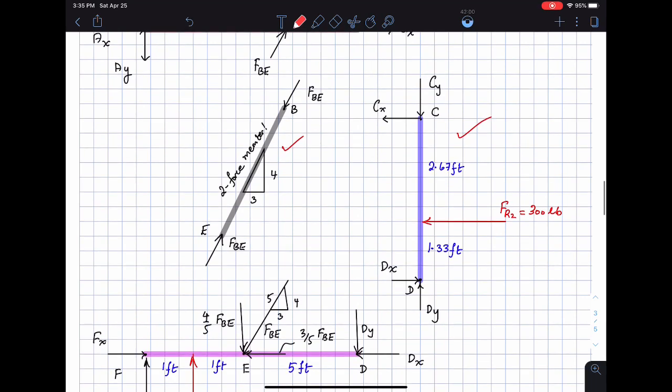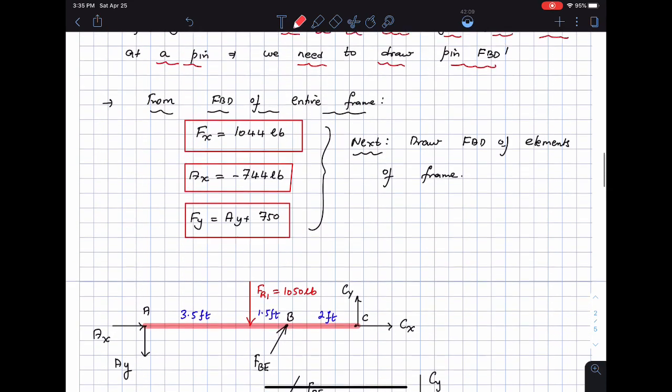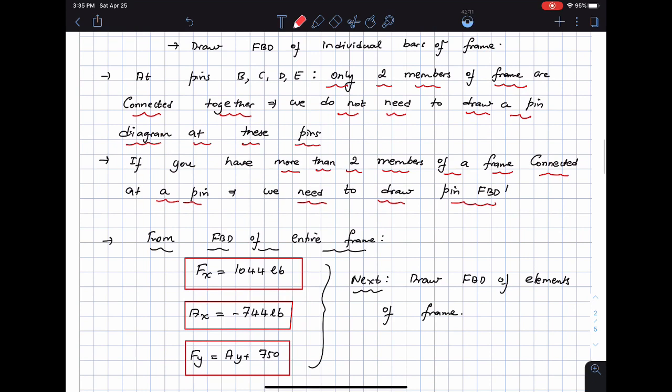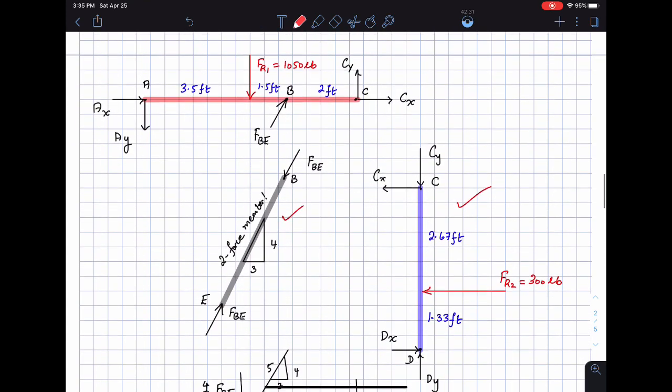BE is a 2-force member. This is because there are forces acting at only 2 points on the bar BE, and a nice slope triangle of 4, 3, and 5. And likewise, I had made a statement here saying that if you have pins B, C, D, and E, there are only 2 members of the frame connected at these pins, so we do not need to draw a pin diagram. But if you have more than 2 members of a frame at a pin, then we need to draw the pin diagram. Or if you have 2 members and an additional external force acting on the pin, you need to still draw the pin free body diagram. So that's something that you have to do.